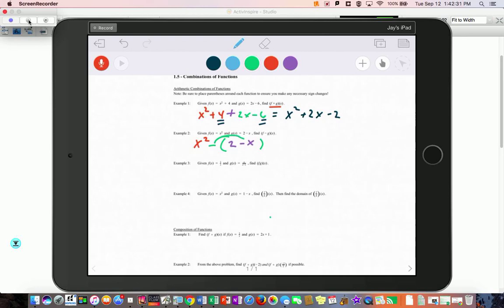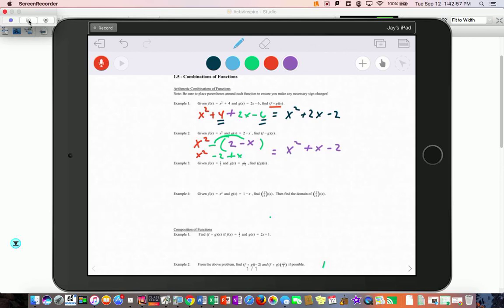So we have x squared minus 2 plus x. Now those are the only terms we have, so it's x squared plus x minus 2 if we write it in kind of a descending format. So be very careful with the negative to put everything in parentheses so that you can distribute the negative.